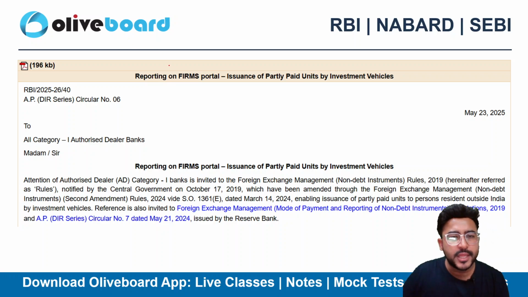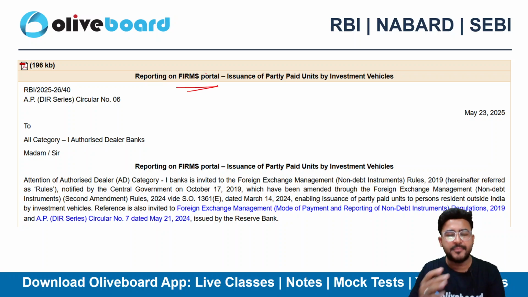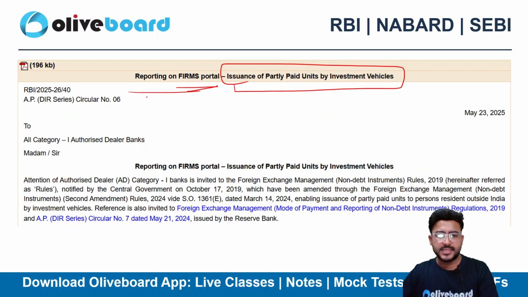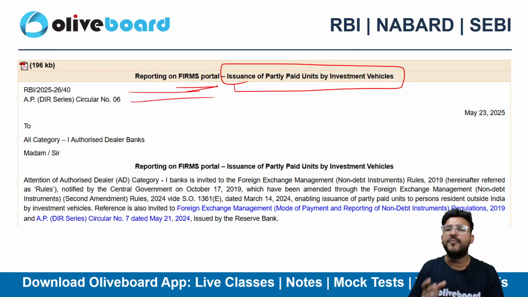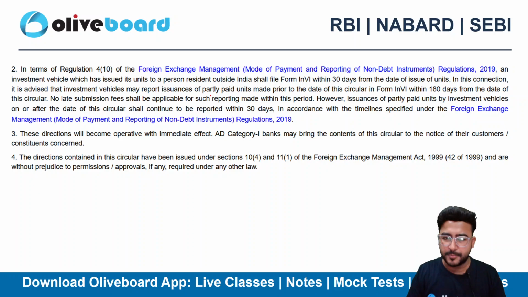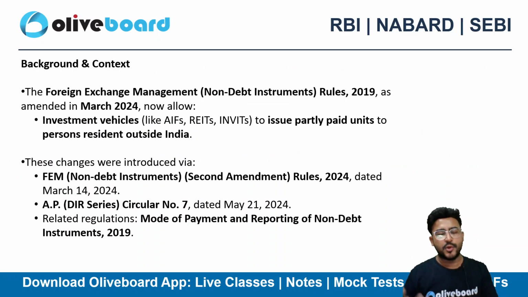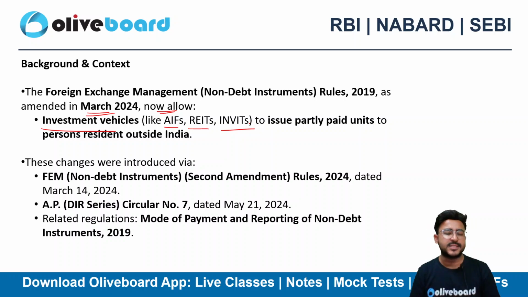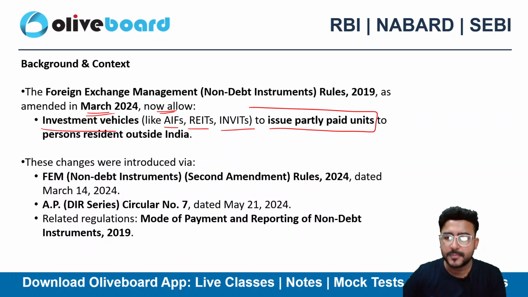Next is reporting on the FIRMS portal: issuance of partly paid units by investment vehicles. So this is another circular: any issuance of partly paid up units by an investment vehicle will be reported on the FIRMS portal. You need to report it via the FIRMS portal. Let me give you a quick background of this circular. The Foreign Exchange Management Act, as amended in March 2024, now allows investment vehicles, be it AIF, real estate investment trust, or infrastructure investment trust, to issue partly paid up units. What are partly paid up units?